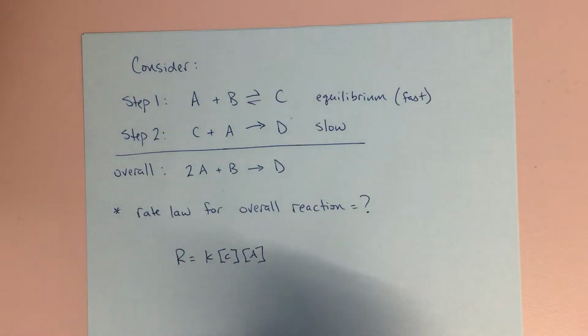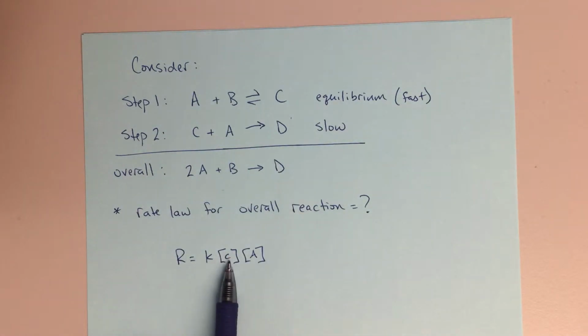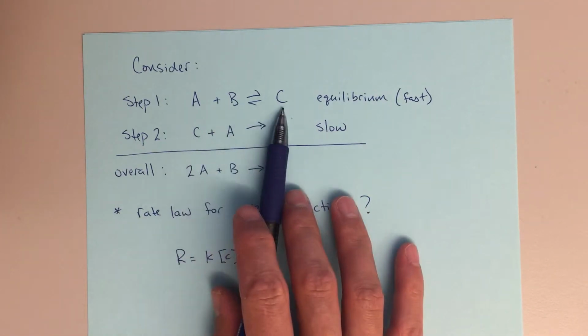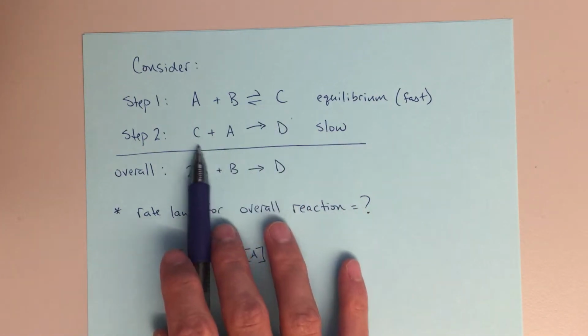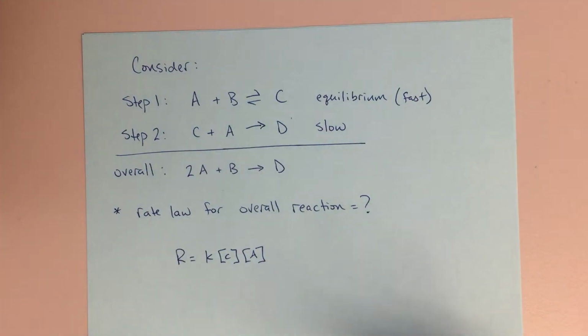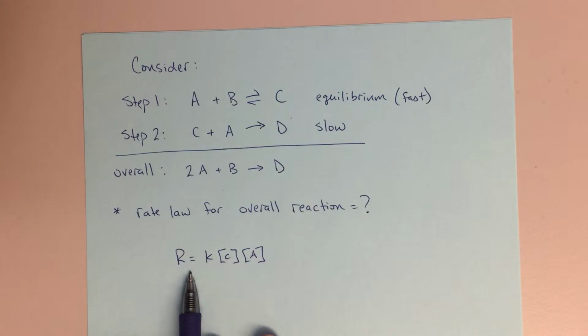Now, the problem with this is that in our overall reaction, the concentration of C does not show up. C is what we would call an intermediate. It's formed during the course of the reaction, but then it's consumed during that same course of reaction. So C goes away essentially. So it's not really satisfying or correct to have C, our intermediate, in our overall reaction rate law.